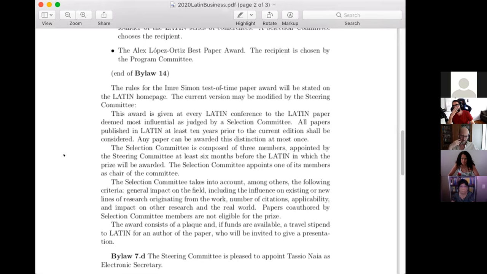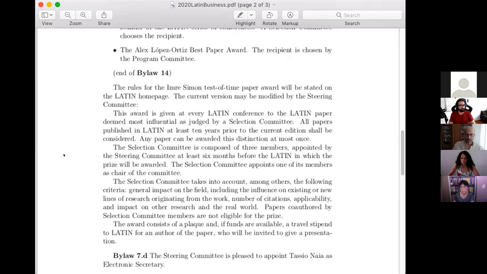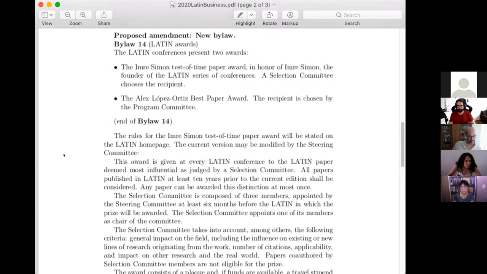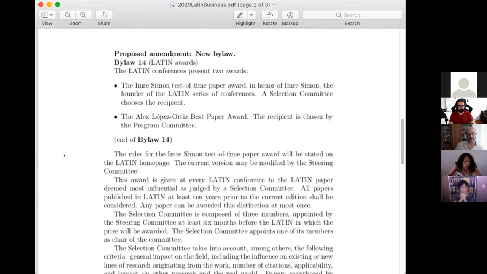There will be a part somewhere on the Latin web page with the rules for the two awards. And I think they need a bit more discussion. I wasn't ready to make a final proposal here. We will have to discuss that within the steering committee, with the previous selection committees, and so on. And we will do that. Sounds good. Okay, so this is for the new bylaw in the place of the 14.